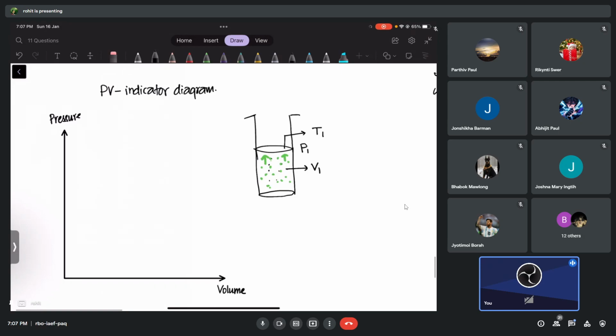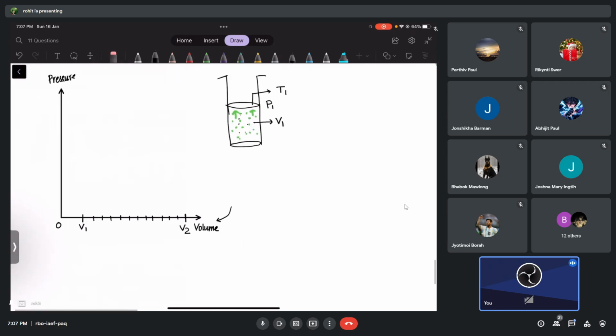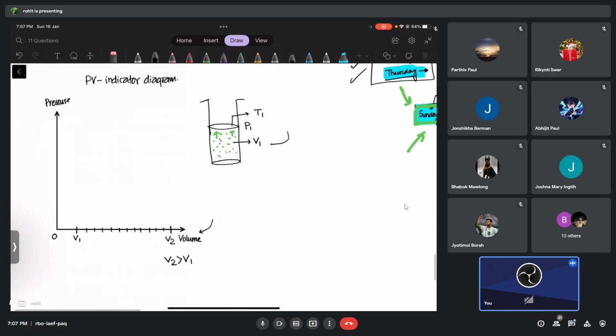Since this is the volume axis, this means zero volume, no volume. This means volume V1, and if I go to the right, I'm talking about bigger and bigger volumes, more and more space occupied by the gas. So let's say we have another volume here, let's call it V2. Obviously V2 is a greater volume compared to V1, and right now this is the initial condition of the gas.